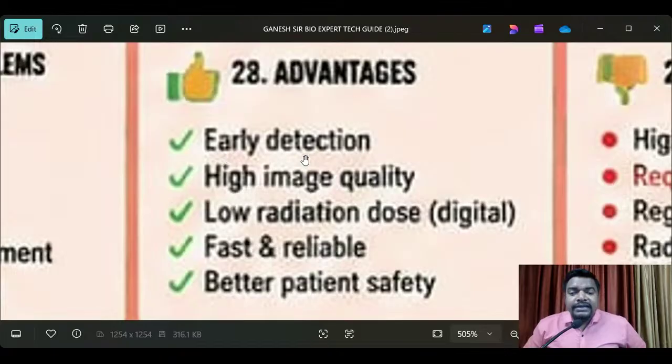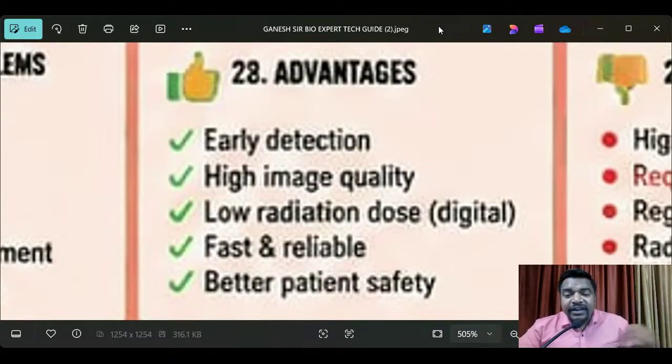See here, early detection. For mammography advantages, why are we using this equipment? Early detection, high image quality, low radiation dose digital, fast and reliable, better patient safety. These are the very important advantages. It is going to help the patient. Understand? As human beings, what we expect is to easily detect and find out the issue within less time, then we can give the treatment. So diagnosis is very important. I hope you got it. So that is the reason.